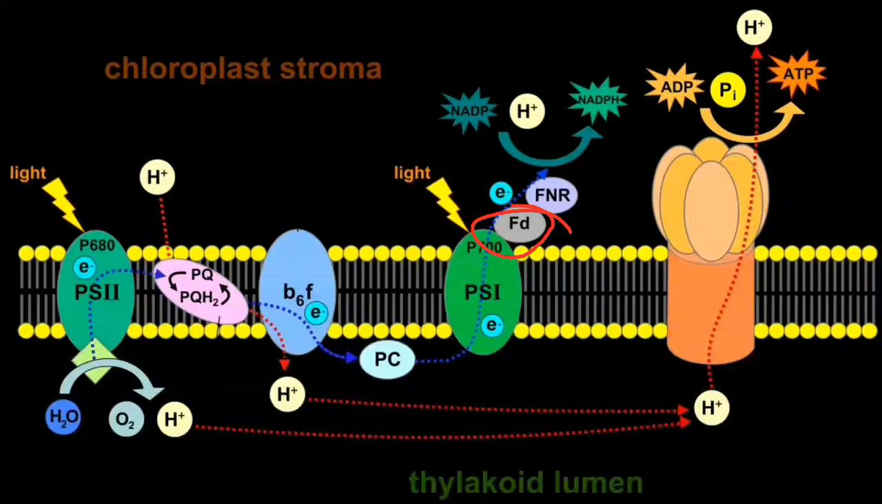Then ferredoxin transfers the electron to NADP reductase, which is another membrane-attached complex. This NADP reductase then transfers the electron and reduces NADP to NADPH, and this is the first important component of the light reaction that is required in the Calvin cycle. Then the process of electron transport is complete.